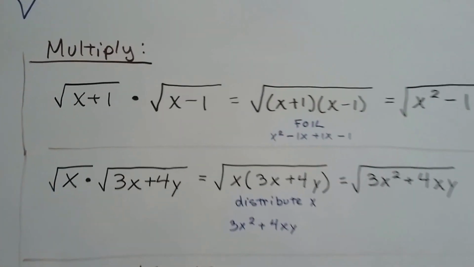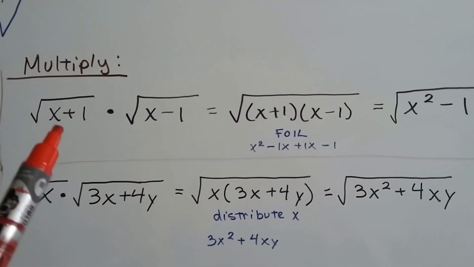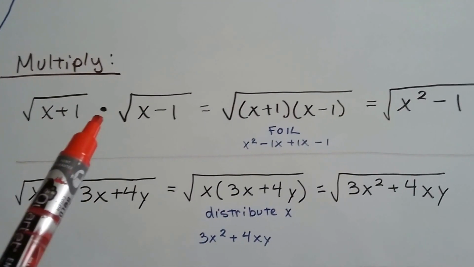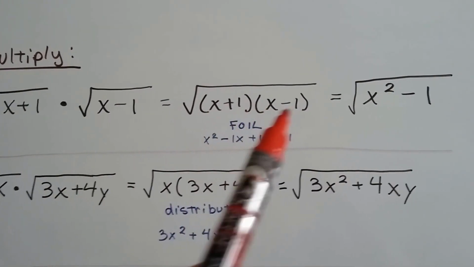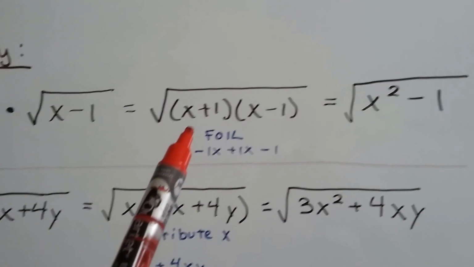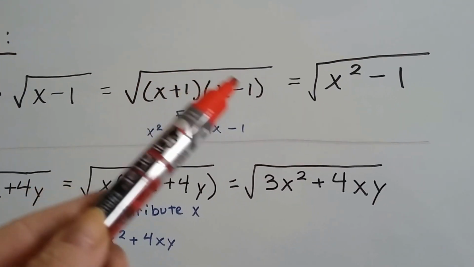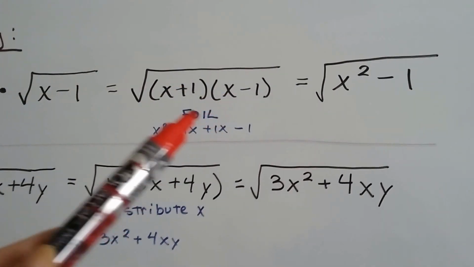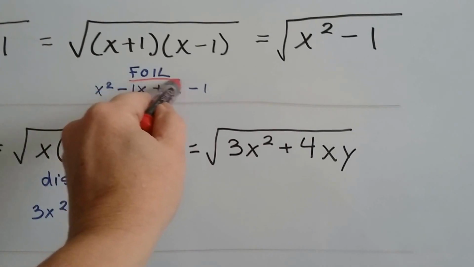These we're just going to multiply. They don't need to be simplified, really. Might have to FOIL. If you've got the square root of x plus 1 times the square root of x minus 1, we can put them together underneath the radical sign, and we can FOIL this as x squared minus 1x plus 1x minus 1. And these cancel each other out, don't they?